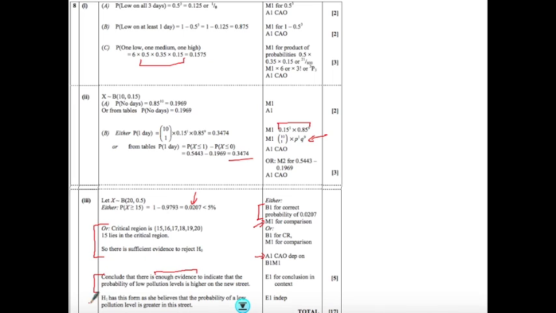And then a final mark about H1. So it has this form, as she believes that the probability of a low pollution level is greater in this street. Right, good.